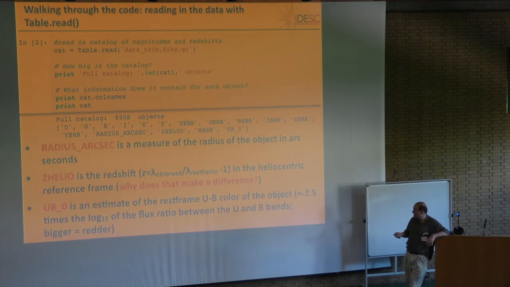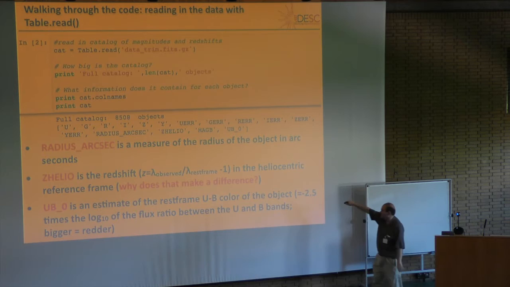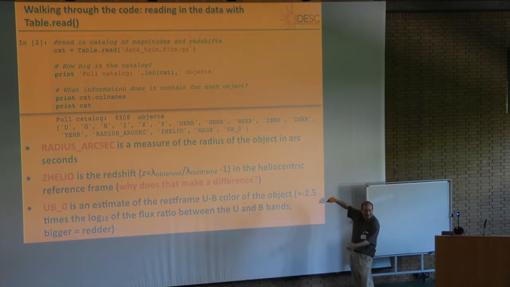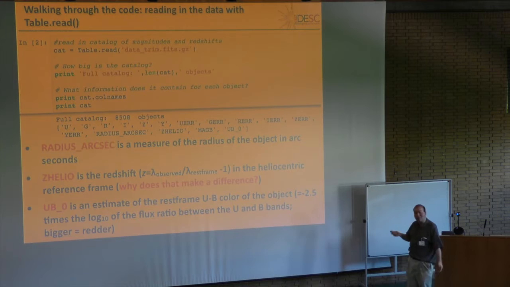And then finally, this thing UB0, which is an estimate of the rest frame U minus B colors, that's ultraviolet and blue filters of an object. So that's minus 2.5 times the log 10 of the flux ratio between the U band flux and the B band flux. But the sense of this is that bigger values are redder. And that's the important thing to know. It's a measurement of log of flux ratio such that the bigger values are redder.